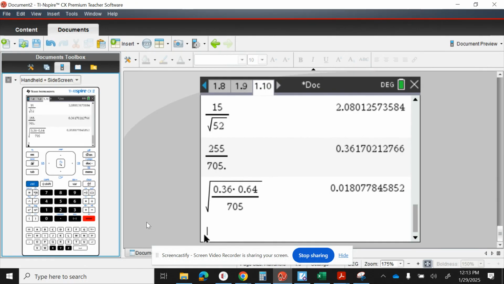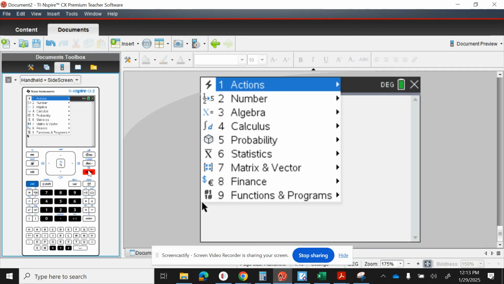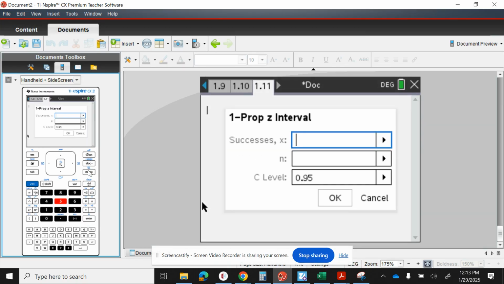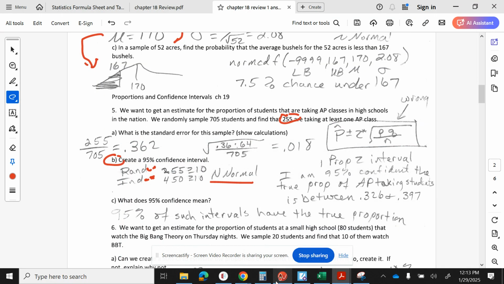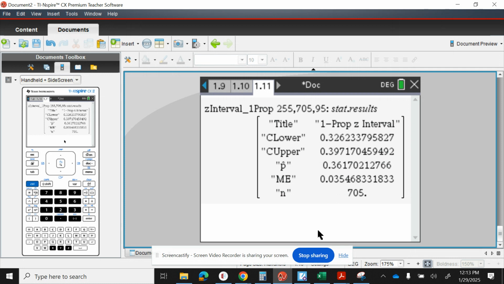You say one prop Z interval. Now, whatever calculator you're using, menu 665 on the TI Inspire is very easy. We had 255 as our successes. If you're using an 84 or some other TI calculator, it's still pretty similar. Okay, and we want 95%, so it defaults to 95. Now, whether you use 95 or 0.95, it still works. But you come up with the 2 values.